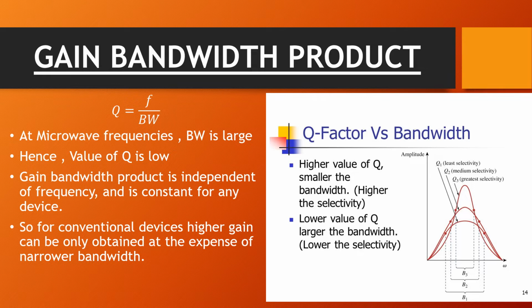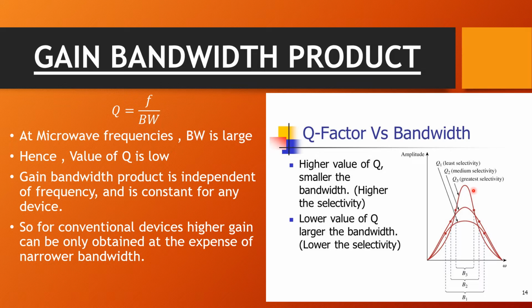Gain bandwidth product. In the case of any kind of device, amplifier or any kind of transistor, the gain bandwidth product is always constant. Means if the gain is infinity, the bandwidth is zero. Or if the bandwidth is high, the gain is low. If the bandwidth is low, the gain becomes very high. So if you want your device at microwave frequency to offer higher gain, you should use narrow frequencies to compensate for higher gain.